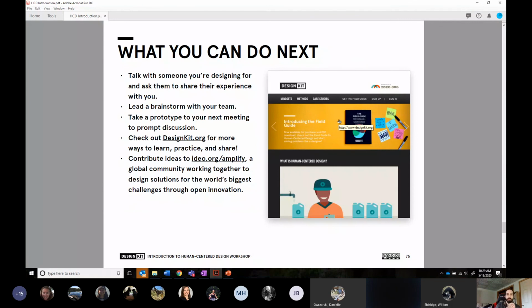So that was a very quick rundown of human-centered design. Very, very quick. There's a lot more to it. And so there are some calls to action at the end here. Talk to someone you're designing with and ask them to share your experience. Getting that experience with interviewing and asking questions that will ultimately guide you to a better solution is something I think we don't do enough of.